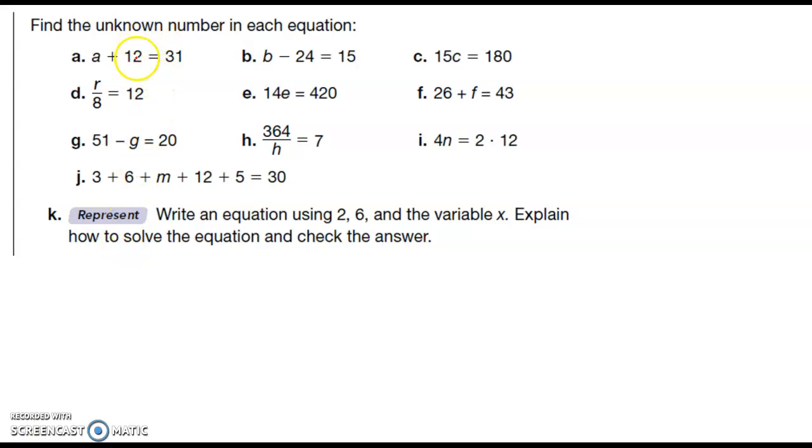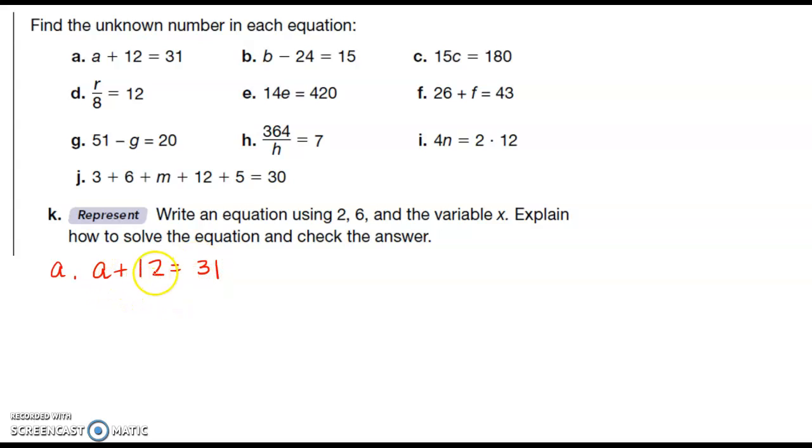All right. So as you can see, we're going to be solving for unknown numbers, and there are some rules that we're going to use. I highly suggest you write these down, including the problem as well. I'm going to work a whole bunch of problems, and then I'm going to have to erase them and start some more. So let's start with A. A plus 12 is equal to 31.